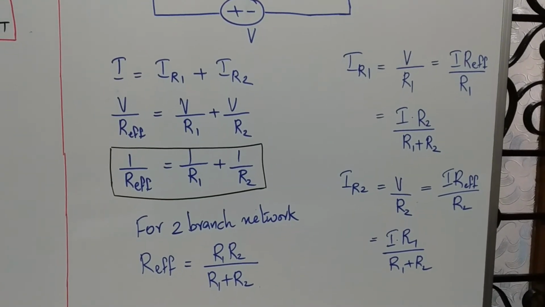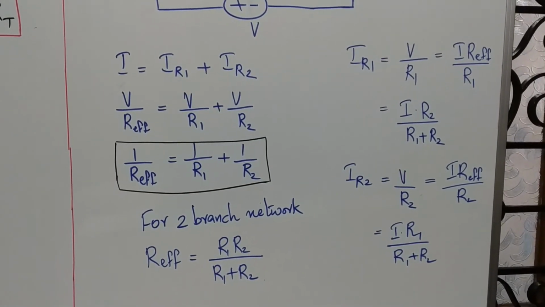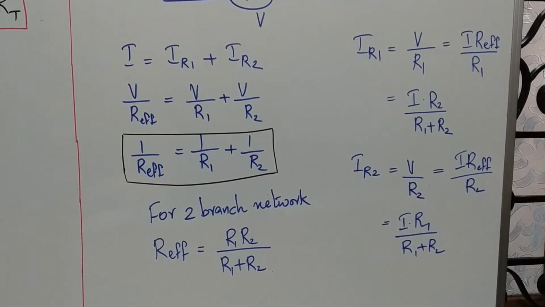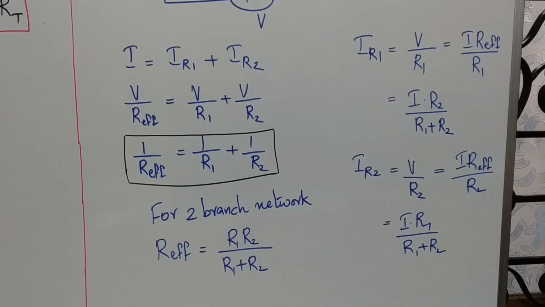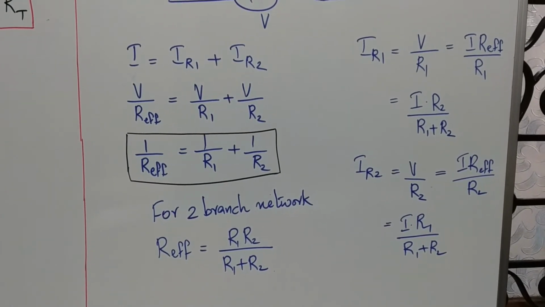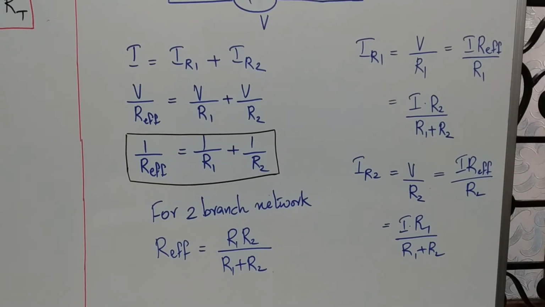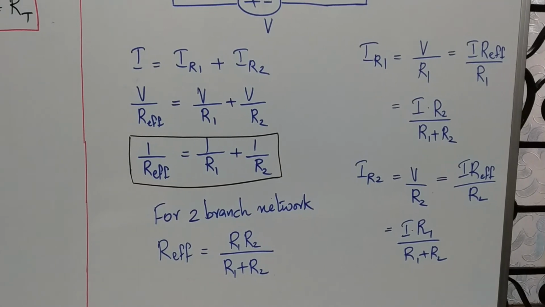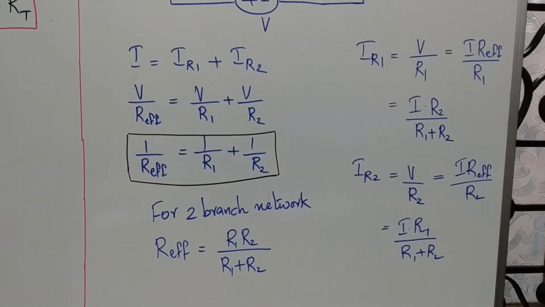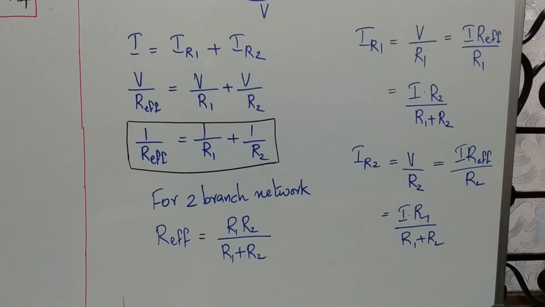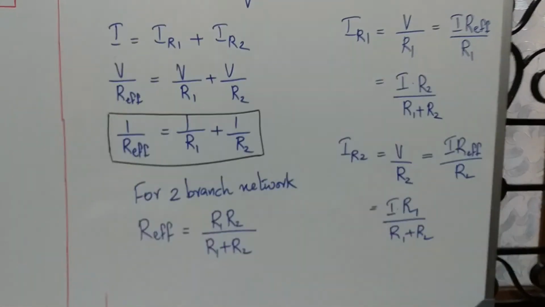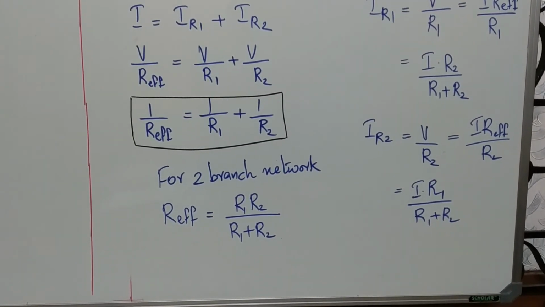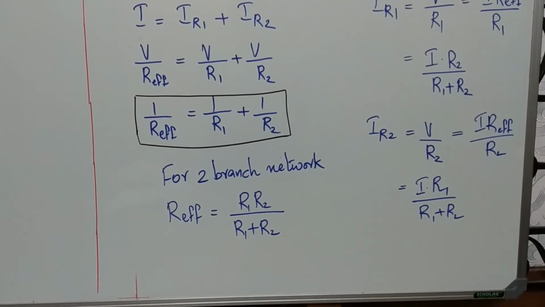You can cancel V throughout, so you will get 1 by R effective equal to 1 by R1 plus 1 by R2. If there were many resistances, say Rn resistances, you can write it as 1 by R effective equal to 1 by R1 plus 1 by R2 plus 1 by R3 etc., 1 by Rn. For a two branch network, by simplifying the equation, we can write it as R effective equal to R1 R2 by R1 plus R2.